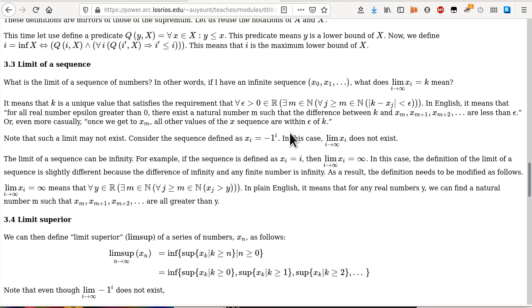It is basically saying once we get to xm, all the other values of x in the x sequence are within epsilon of k. Give me any epsilon, I will find you an m such that if you look at xm, xm plus 1, xm plus 2, xm plus 3, the difference between all of those values in the sequence of x, they're all within epsilon of k. Is that concept understood?